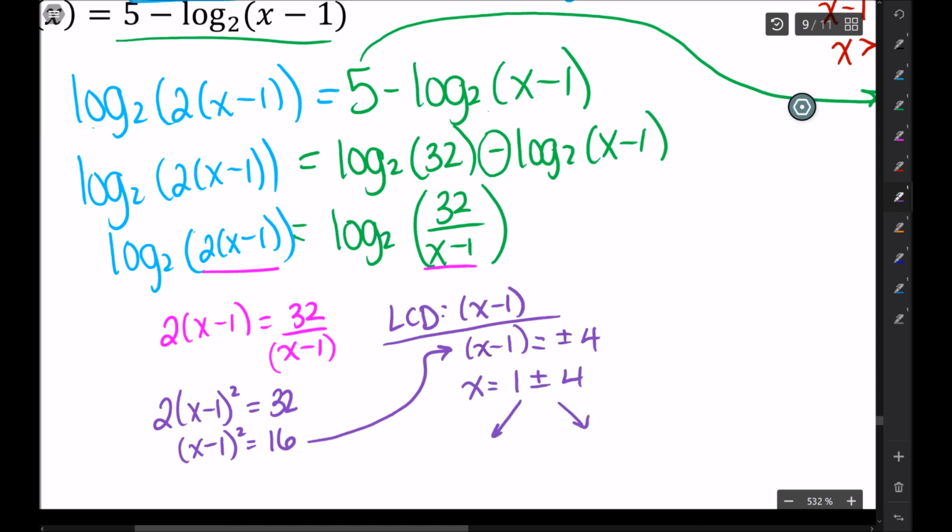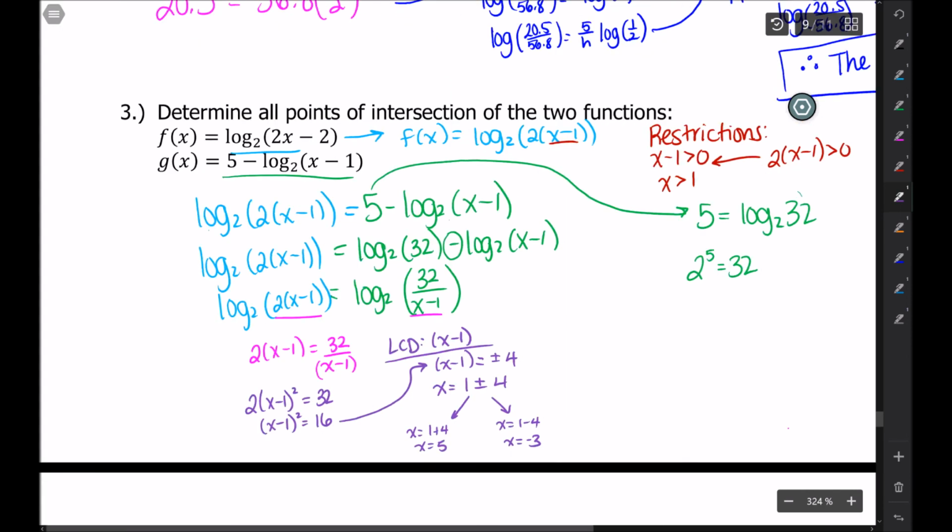So that gives me two answers. Either x is 1 plus 4 or x is 5, or x is 1 minus 4 or x is negative 3. But if you remember, we have a restriction here that says x is greater than 1. So this solution does not work. So x has to be 5. But it said the point of intersection.